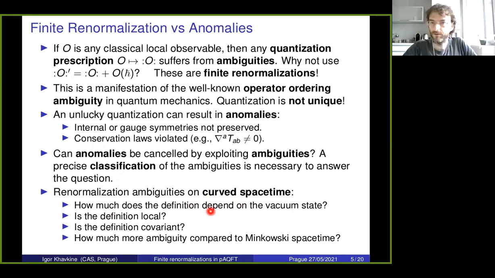On curved spacetime, there are a bunch of questions that come up. How does this depend on the vacuum state that you choose on curved spacetime? These finite renormalizations, in what precise way are they local? How can they be defined? Can they be defined in a covariant way? How much more ambiguity is there in curved spacetime compared to Minkowski spacetime, and so on?